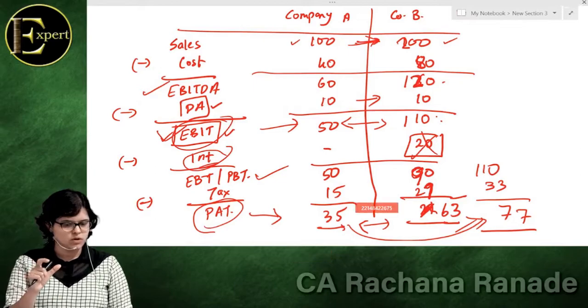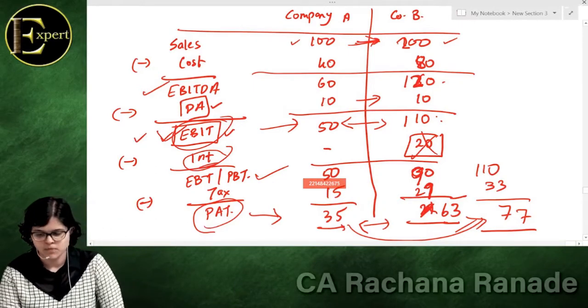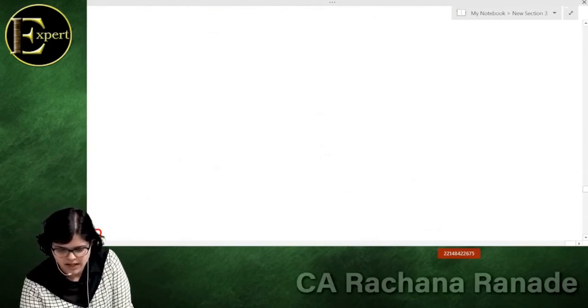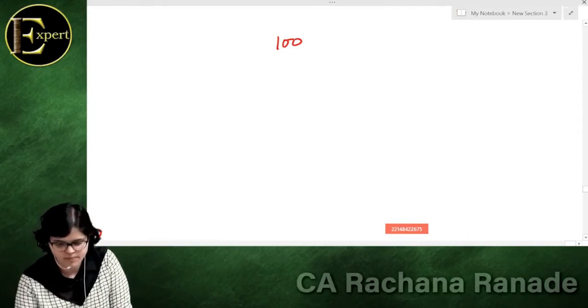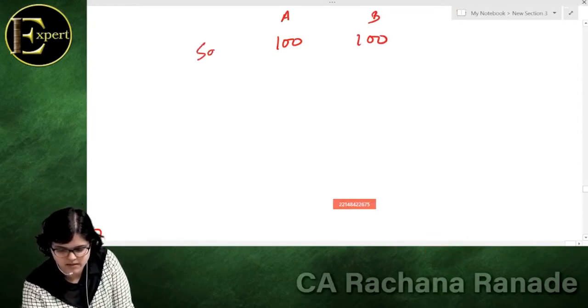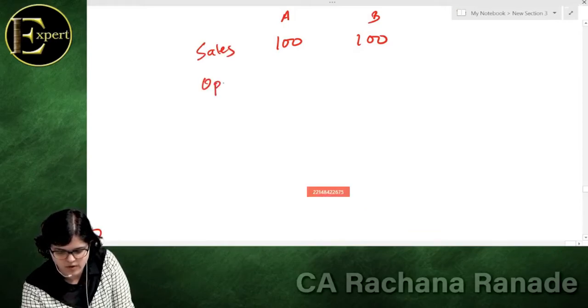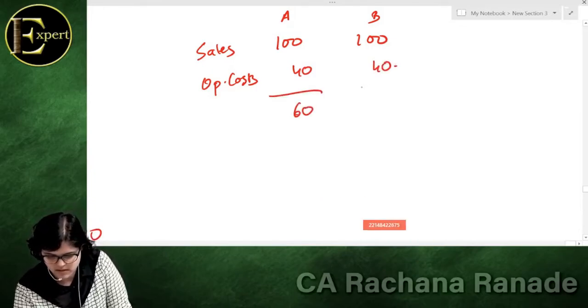So why is this figure important? Is that what you want to check? Yes. So I'll give you one more simple example. Like I'm talking about sales of 100 for company A as well as company B. Your operating costs, let me say, are 40% for both. Then finally 60.